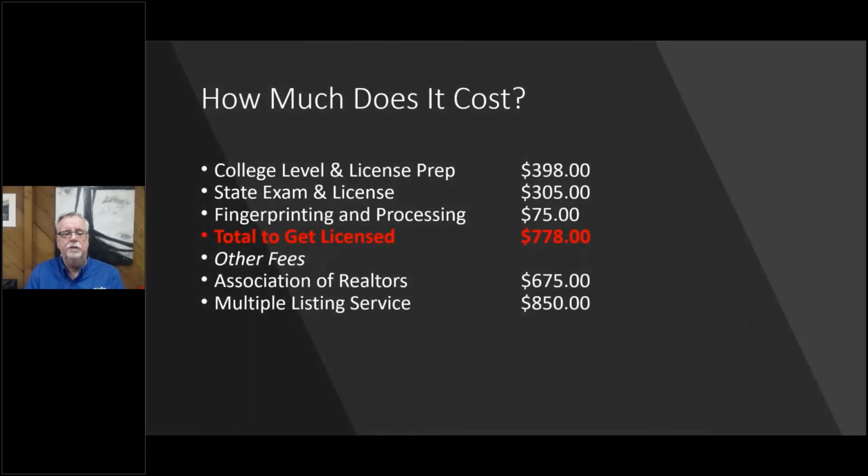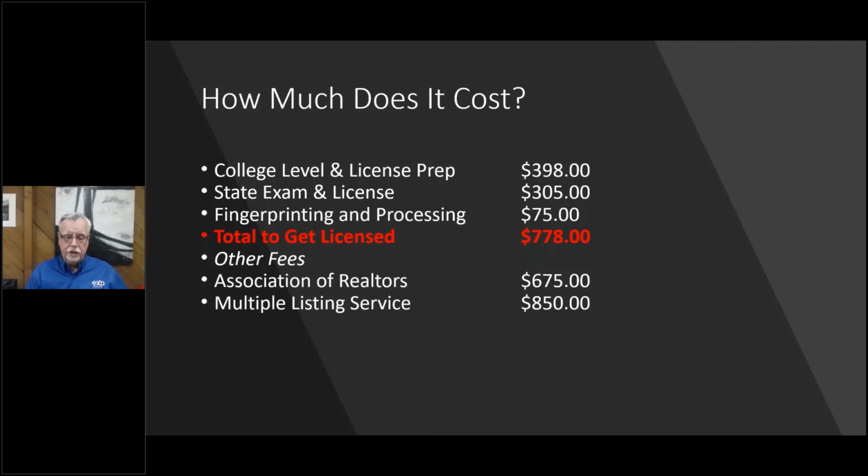How much does it cost? Well, the college level license preparation is $398. To take the state exam and have them issue you a license costs $305. Fingerprint processing and having the fingerprints rolled and doing all that is about $75. So just to get licensed is going to be about $778.